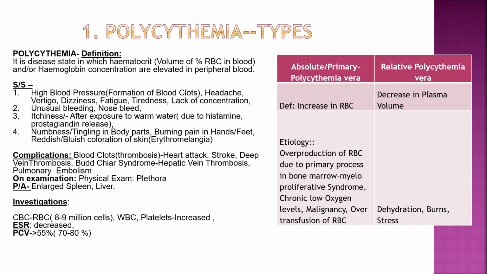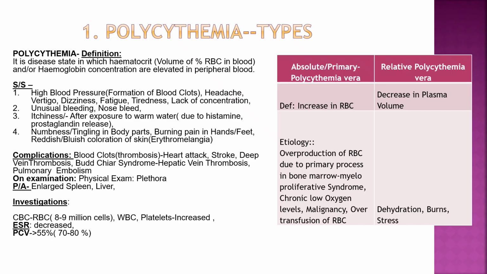Complications can be because of the blood clots: thrombosis, heart attack, stroke, deep vein thrombosis, Budd-Chiari syndrome, hepatic vein thrombosis, pulmonary embolism. On physical examination, the patient is plethoric, that is red in color, and per abdomen, the spleen and liver are enlarged.